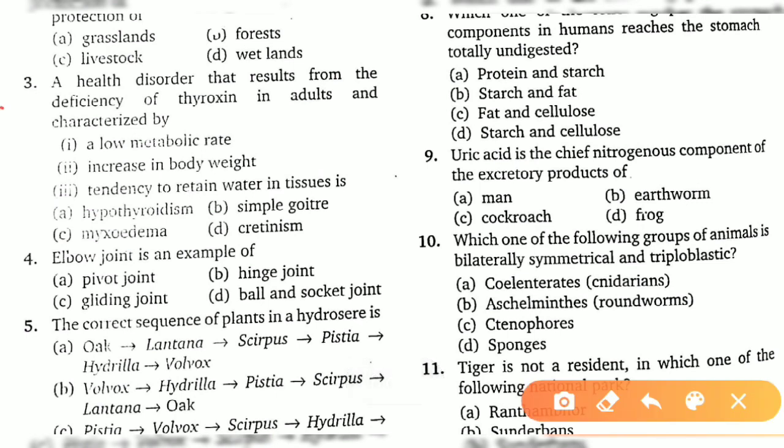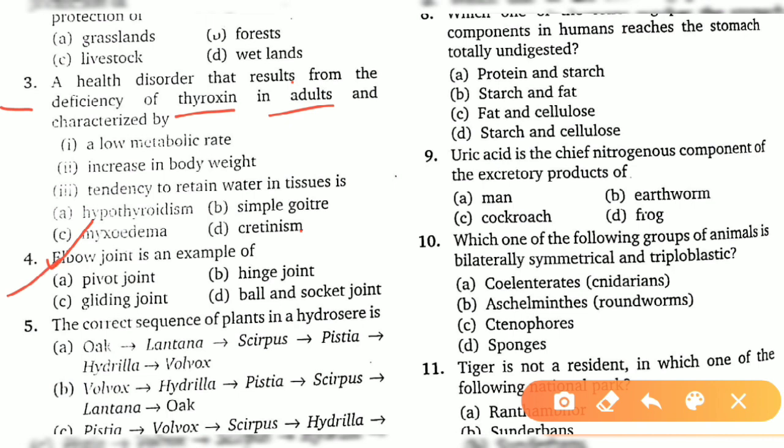a health disorder that results from deficiency of thyroxine in adults and is characterized by a low metabolic rate, increase in body weight, tendency to retain water in tissue is hypothyroidism, simple goiter, myxedema, and cretinism. So when there is a deficiency of thyroxine in adults, we call it myxedema, and when it is in children, we call it cretinism.